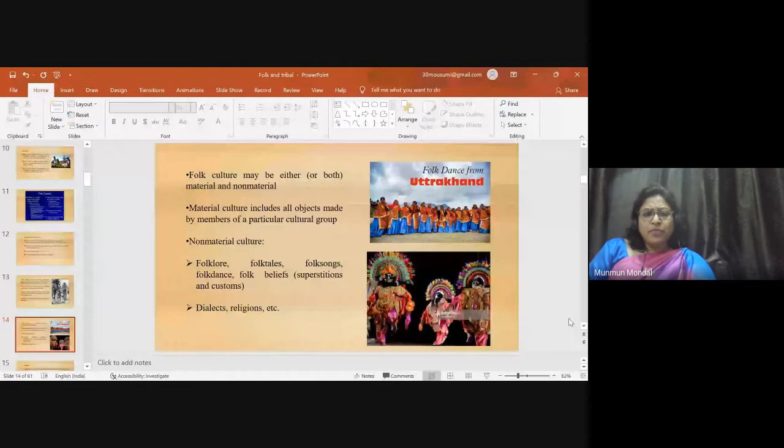When we talk about the material culture, that includes all objects made by members of that particular community or cultural group. But when we talk about the non-material culture, mostly folk tales, folklore, folk paintings, folk songs, folk dance, dialects, religious activities, beliefs, traditions, taboos, all these are very much non-material culture. So first I'm going to start with the folklore.